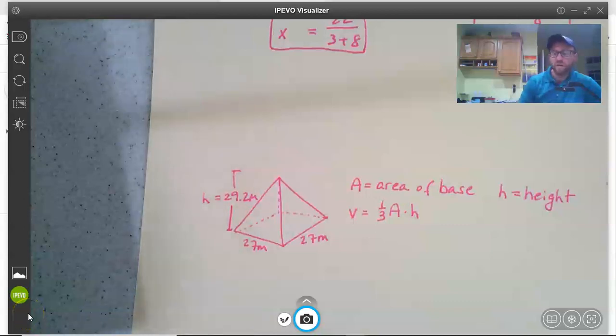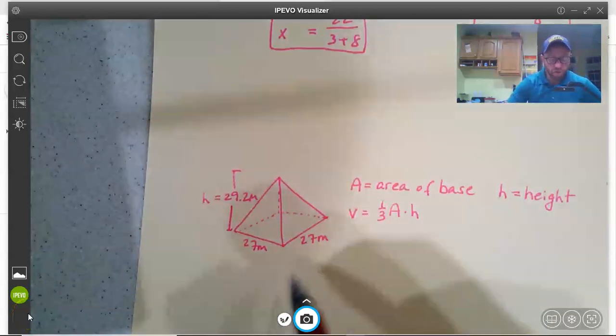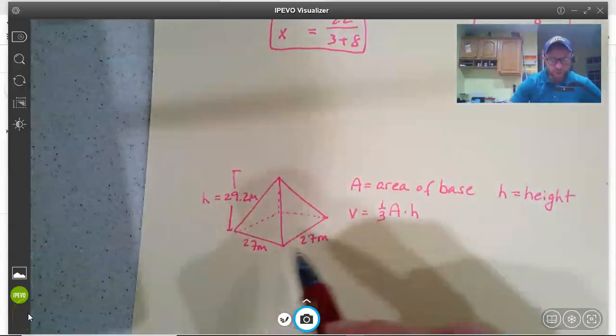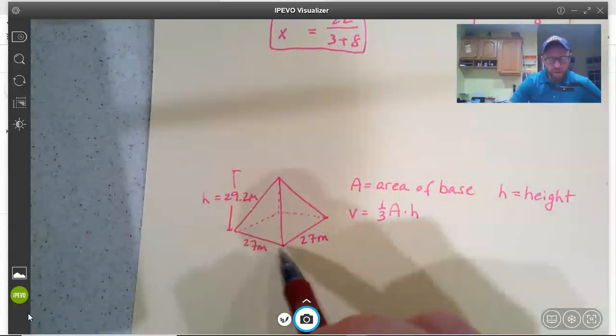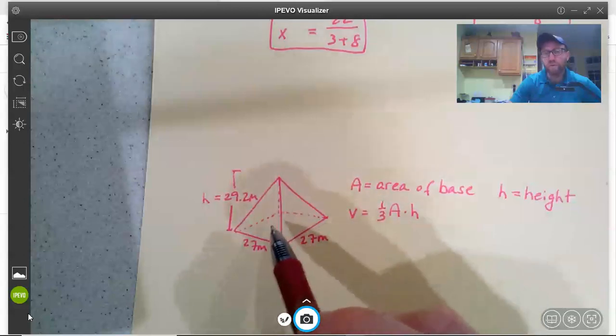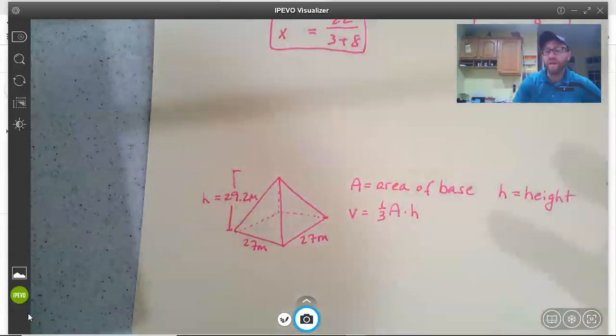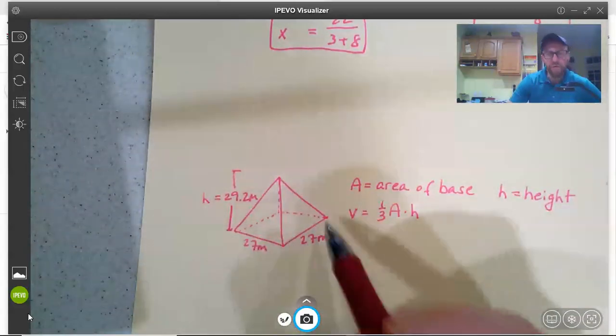So here we're just going to find the volume of a pyramid. First of all, a pyramid, just to be technical here, often is shown with a square base, but it doesn't have to have a square base. It could really be any shape at all, any polygon shape. But frequently we see square bases.